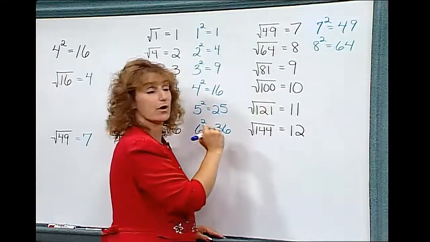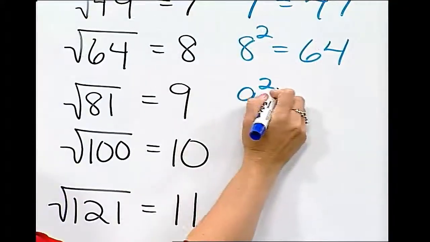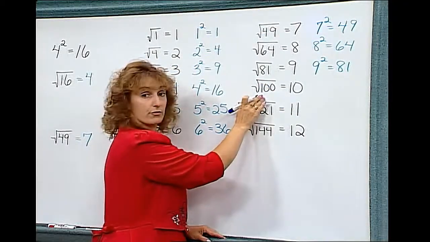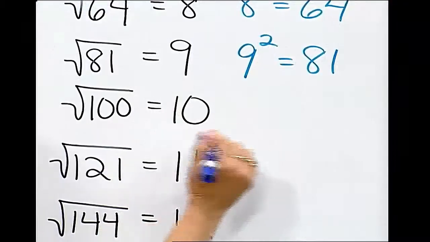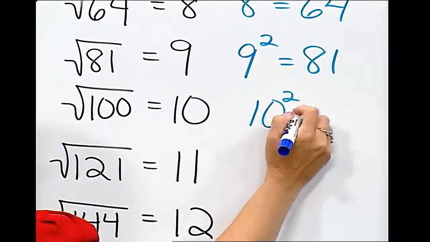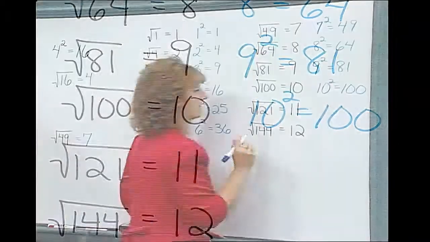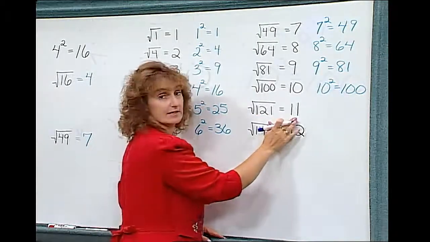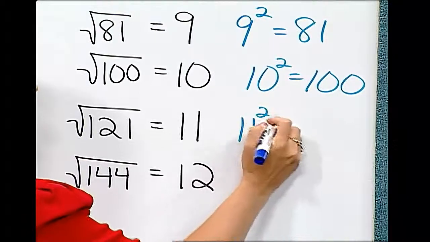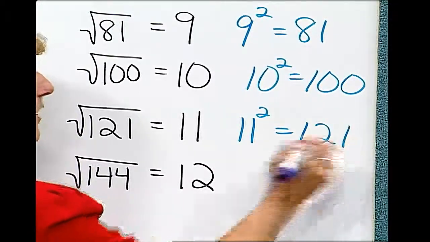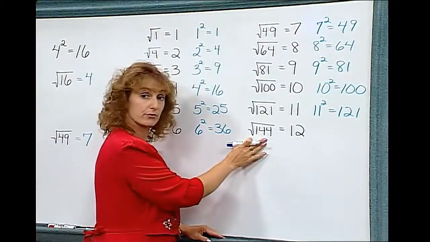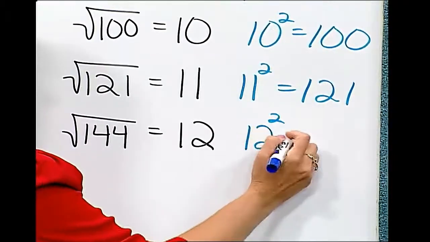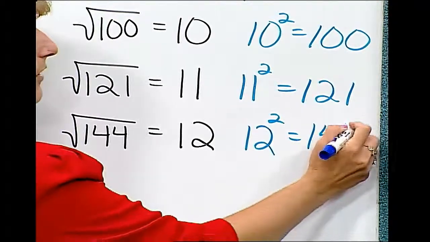The square root of 81 equals 9 because 9 squared equals 81. The square root of 100 equals 10 because 10 squared equals 100. The square root of 121 equals 11 because 11 squared equals 121. And the square root of 144 equals 12 because 12 squared equals 144.